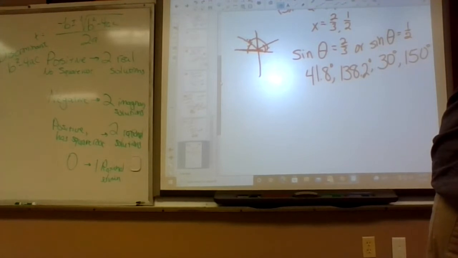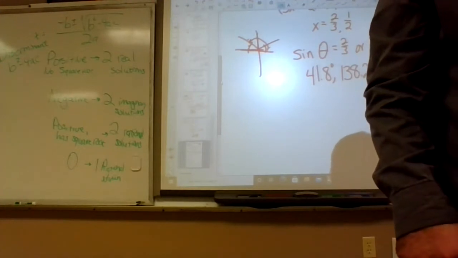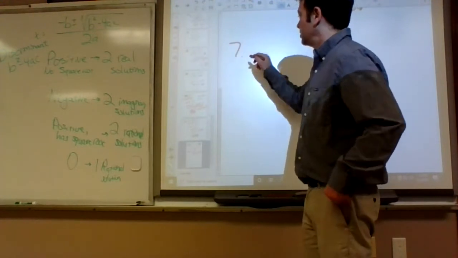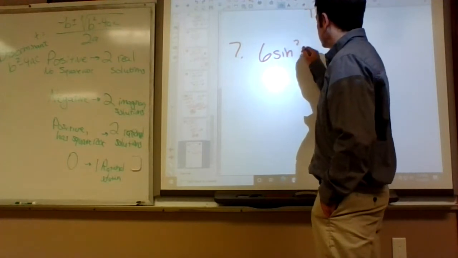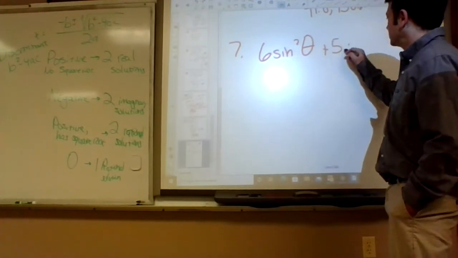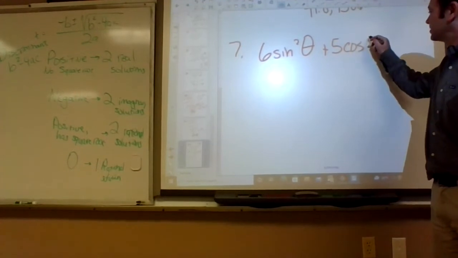What do you guys think we should do on number 7? I think we should first get everything together. Probably get everything to the left, right? So I'm gonna add the 5 cosine over and subtract the 7 over. So it will be 6 sine squared plus 5 cosine. Oh, it is cosine.